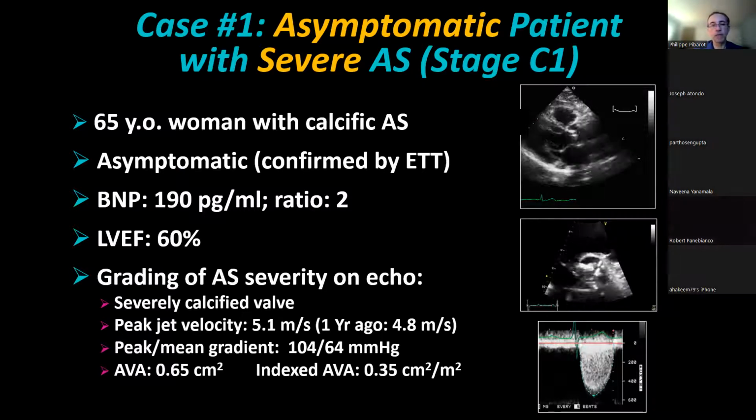And hemodynamically, we have a peak jet velocity of 5.1 meters per second. One year ago it was 4.8, so a progression of about 0.3 meters per second in the past year. The mean gradient is 64, quite high. Valve area by continuity equation is 0.65, indexed 0.35. So by all means, this is a severe, even very severe AS in a patient who is asymptomatic.